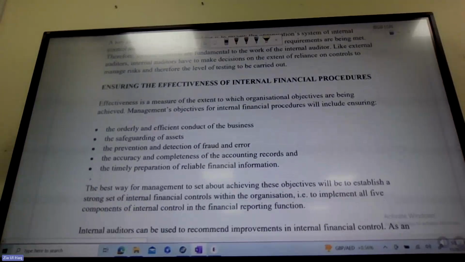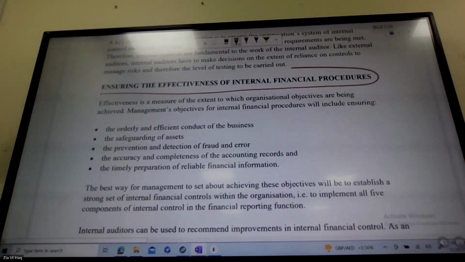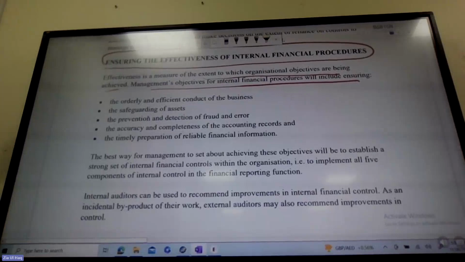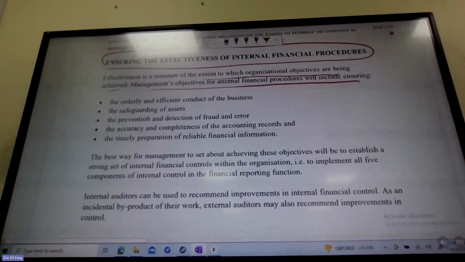Ensuring the effectiveness of internal financial procedures. Effectiveness is a matter of the extent to which organizational objectives are being achieved. Management objectives for internal financial procedures will include the following. Meanwhile, management should ensure whether financial controls are working properly or not.